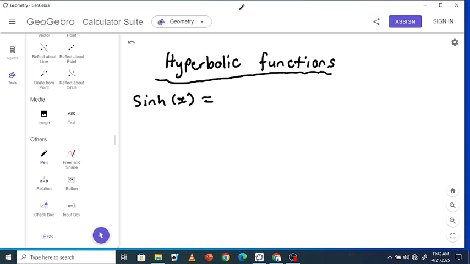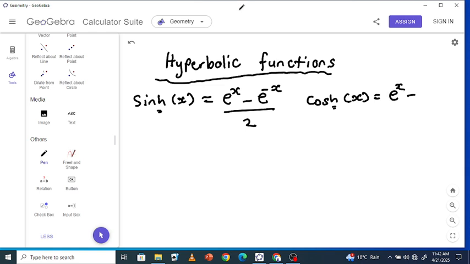We have sinh of x. Sinh x is equal to e to the x minus e to the minus x, over 2. We have the cosh. They're the same as the other trigonometric identities, the only difference is that at the end we have h. So cosh of x is equal to e to the x plus e to the minus x over 2.